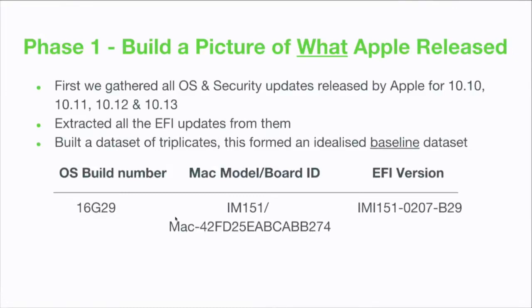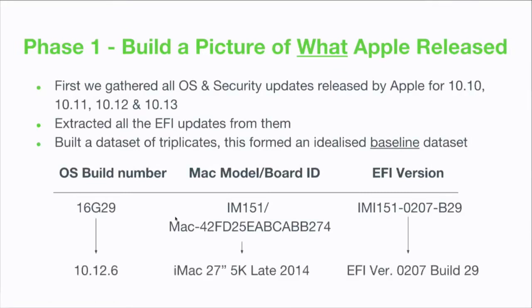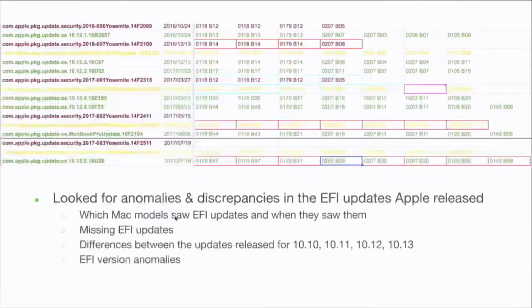The naming of the EFI files is often matched to a particular model of hardware, but as was mentioned, some EFI files will actually apply to more than one Mac model if they're essentially internally the same. So it's a good rule of thumb, but not to be completely trusted. And in human language, this is 10.12.6, 27-inch 5K late 2014 iMac running EFI version 0207 build 29. So these are the triplicates that we built up.